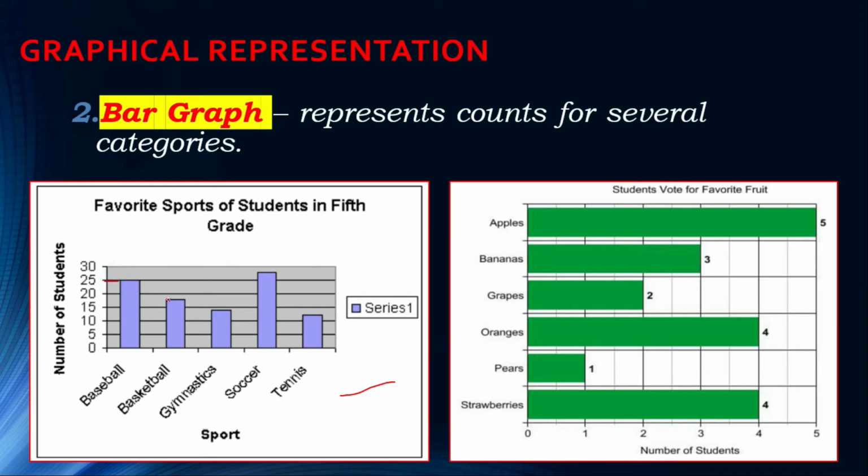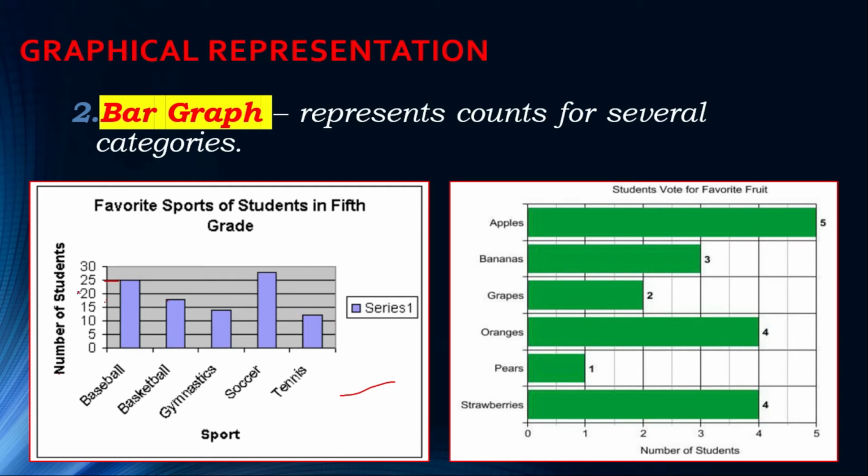Sa basketball naman, gitna ng 15 and 20. Okay? Ano ba siya? It's 18. Okay? Since nasa gitna, 18 students ang may gusto sa basketball. At yung gymnastic naman, since mas malapit siya sa 15, 14 yung may gusto sa gymnastic. And for the soccer, ayan, nasa gitna din siya ng 25 to 30, so 28 yung may gusto sa soccer. At yung tennis naman, ayan, mas dikit siya sa 10, so 12 yung may gusto sa tennis naman.